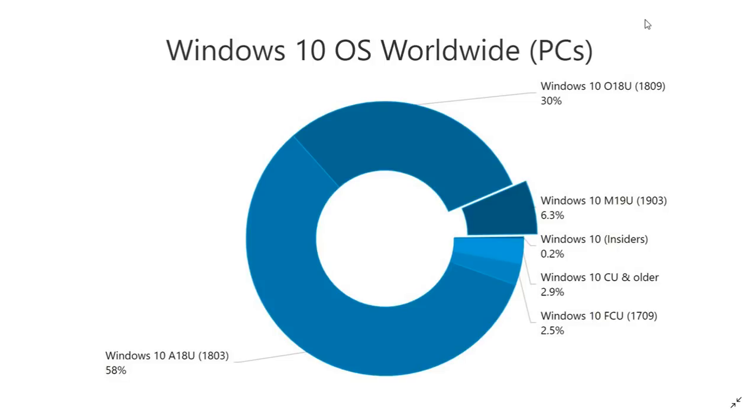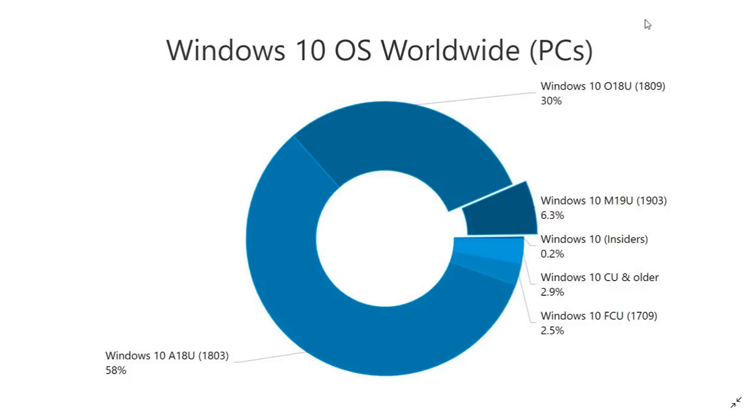It is going to be interesting to see in July, because we are told that it will be pushed to those on 1803. Right now, 1803, the April 2018 update, is still 58% of Windows 10 PCs. And the Windows 10 October 2018 update, 1809, is on 30% of PCs. So a third of everybody is on October 2018, 58% are on April 2018. Put together, that means 88% of all of you out there are on a version of Windows 10 from last year. And so the upgrade path of the May 2019 update is very slow.